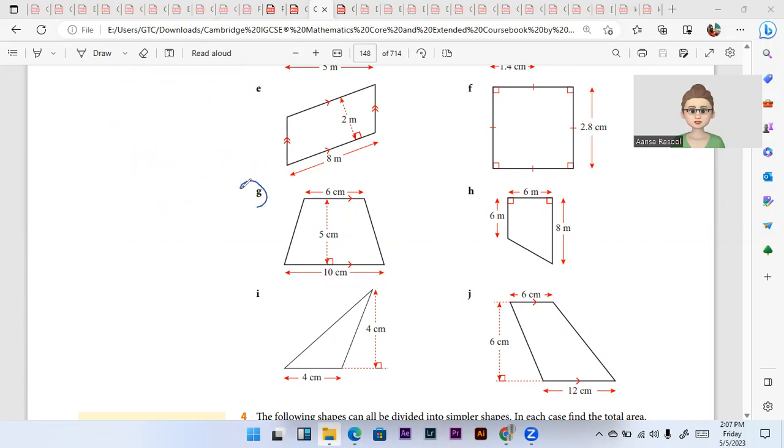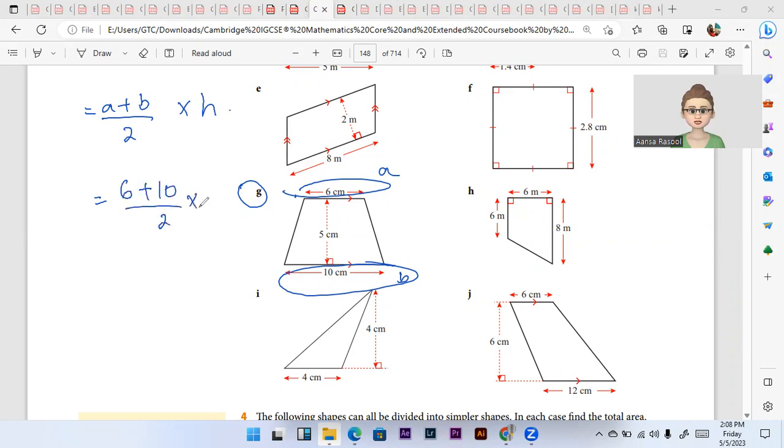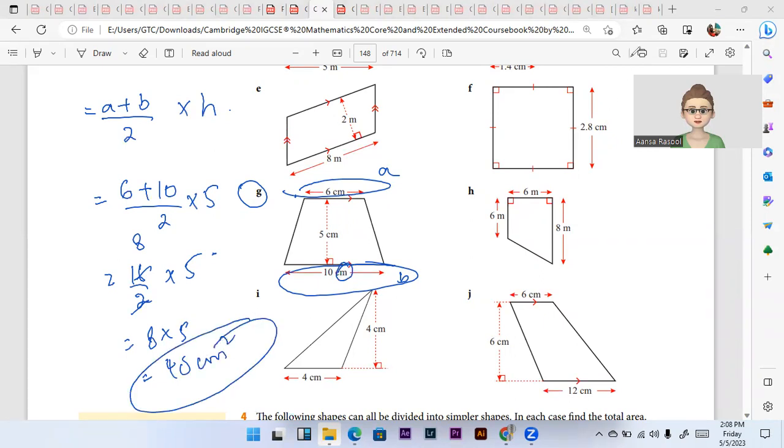Our next shape of polygon is the trapezium. The trapezium formula is the sum of parallel sides. Which two sides are parallel? 6 and 10. Suppose this is my side A and this is my side B. I will add them, divide by 2 and multiply by height. So 10 plus 6 is 16, divided by 2 into 5. 2 into 8 is 16, 8 into 5 is 40. What's the unit used over here? Just square that, 40 centimeter square.